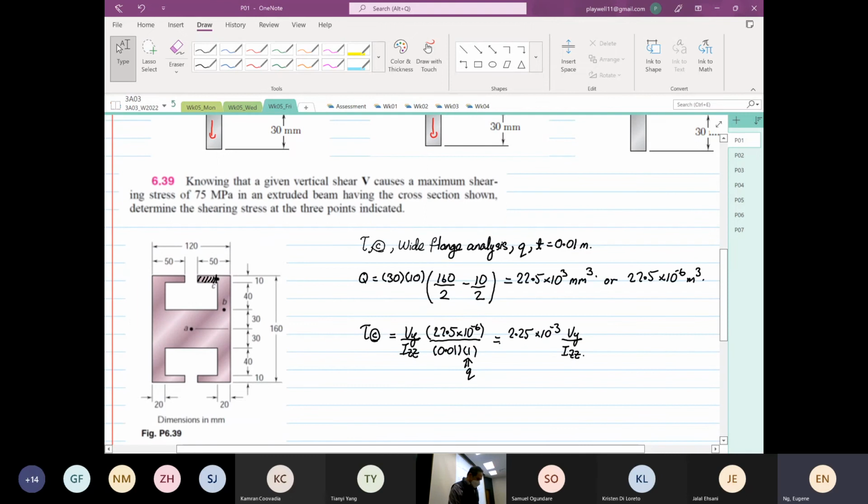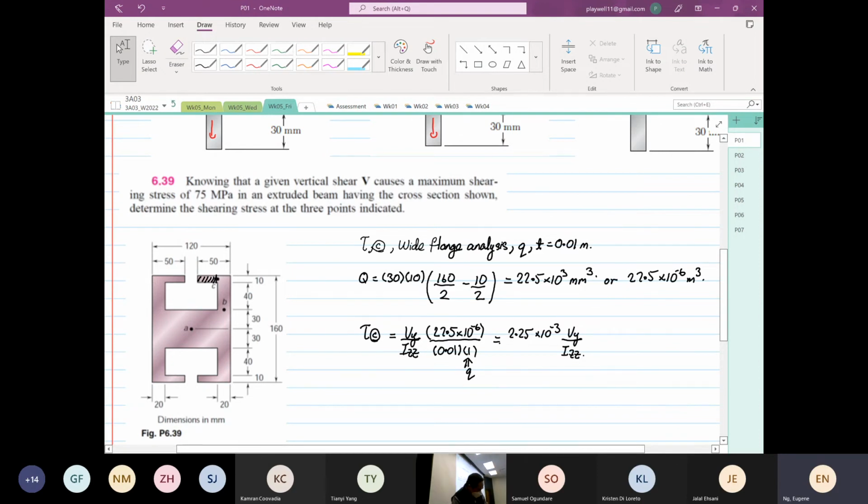Let's go back to this problem. Just to quickly recap, this problem is a combination of thin wall and non-thin wall. The previous example had a combination of box beam and wide flange. For this example, we are going to look at thin wall and non-thin wall. I should not call it thick wall, I just say non-thin wall.